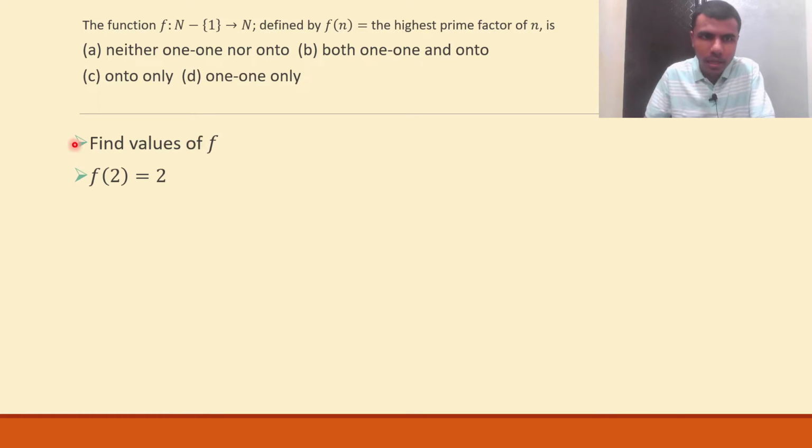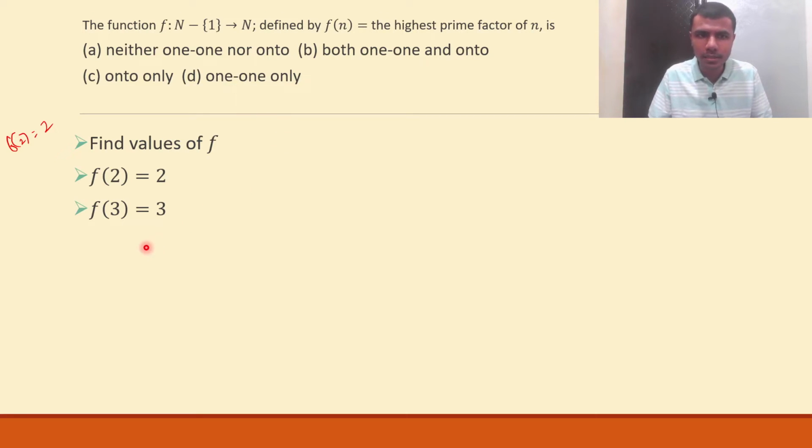Now f of 2 is 2. How? See guys, f of 2 is nothing but 2. Now if you see, the highest prime factor here is 2 only, right? Because our prime numbers start with 2 and that's what we got here. Now next, f of 3 is 3 because 3 is already a prime. I mean, that is the highest prime factor in this.